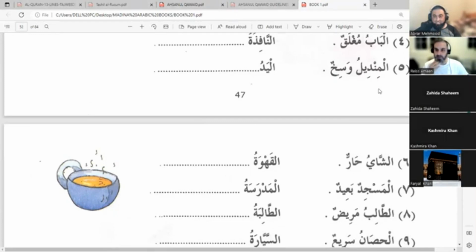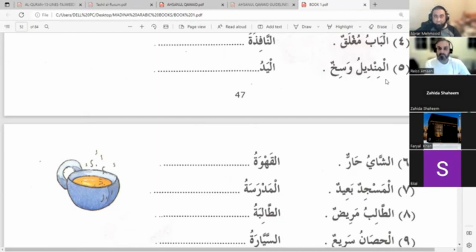Okay, so I have to do the fifth one. Yes, the last, yes, please. Okay, so, al-mindilu wasikhun. I think wasikhun is... okay, the handkerchief is clean.